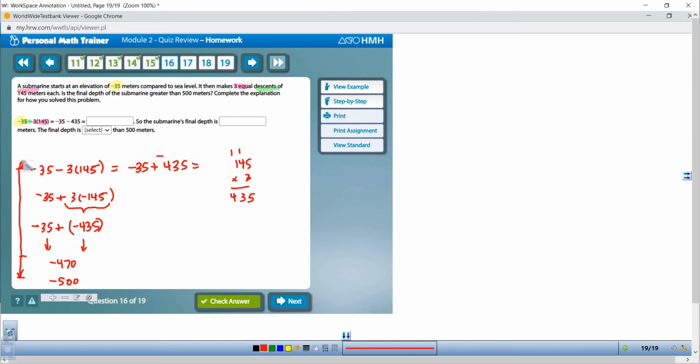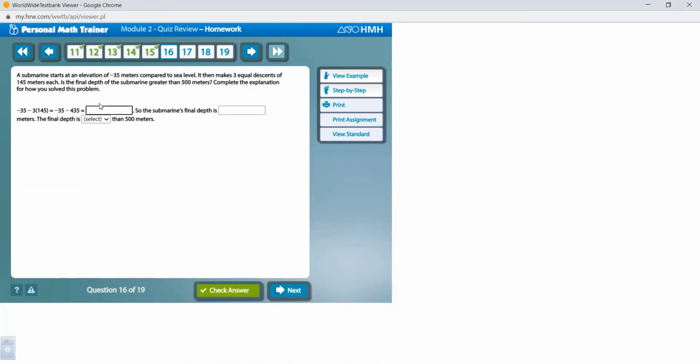Does that make sense? We're starting at 0. Here's 0. And we go down. They went down 35, and then they went down 435 more. They never made it to negative 500. So what do we got here? That equals negative 470. So the submarine's depth is negative 470 meters. The final depth is less than 500 meters. We did not make it.